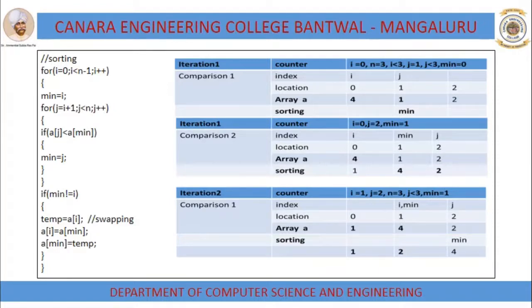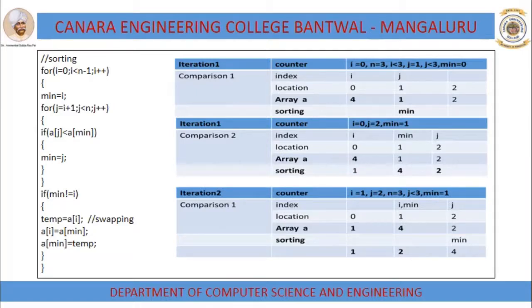A of j is less than a of minimum. A of j is a of 2, less than a of minimum. A of minimum value now is a of 1. So a of j, the value is 2, and a of minimum, the value is 4. So 4 and 2 are compared. The condition is checked: 2 is less than 4. The condition is true. So minimum equal to j.